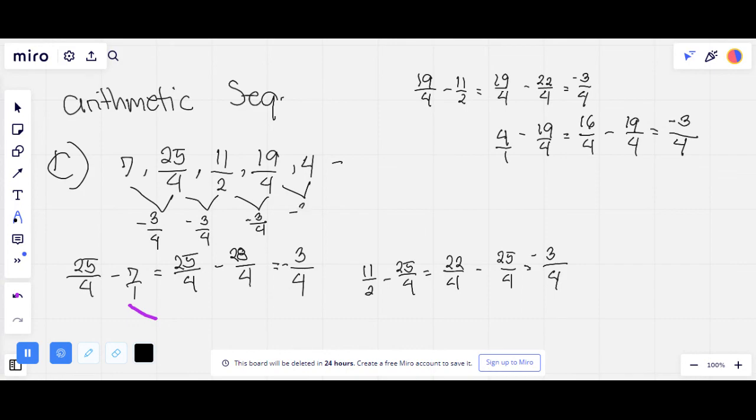So overall, they all have the same common difference of negative 3 over 4. So this sequence is an arithmetic sequence. And that is the only lesson that I discussed in this whole week.